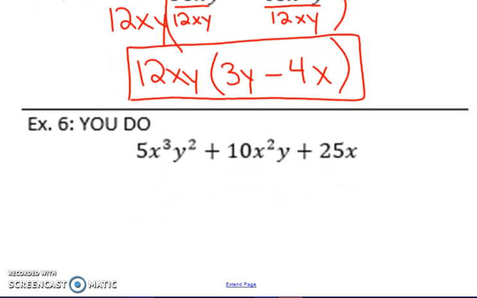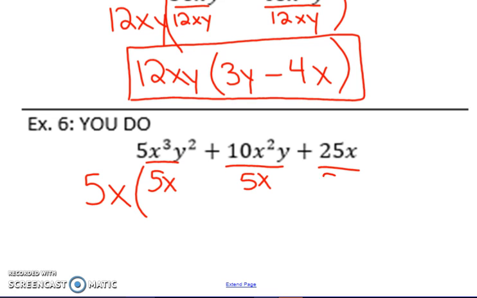Now, our last one. Again, the more you do this, the better you'll get at recognizing it. I'm going to pull out a 5, and if I look, all my terms have an x, so I am going to pull out an x, and the lowest power is 1. I'm not going to pull out a y, though, because my last term does not have a y in it. So now I want to divide everything by 5x. So my GCF of 5x stays on the outside.